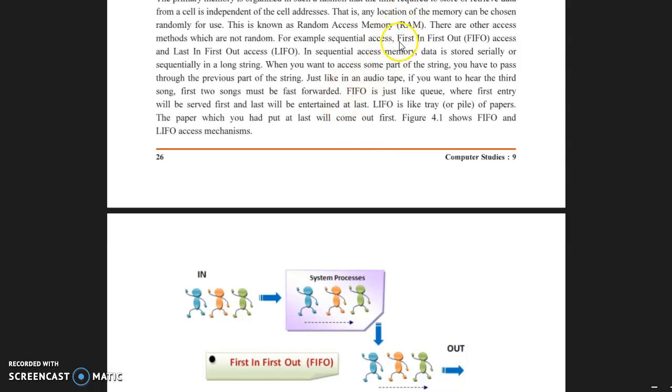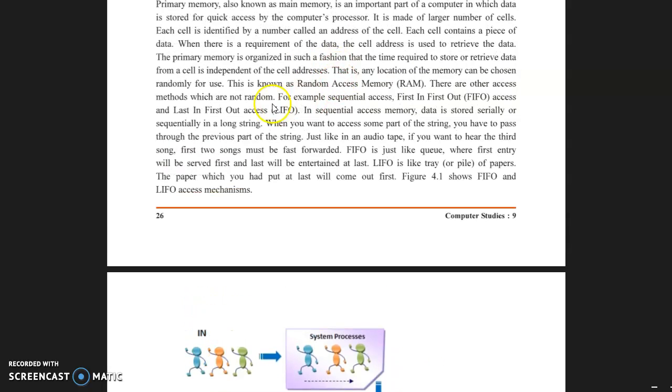Today we are going to see what FIFO and LIFO are. When we enter data into the computer, for example in primary memory, there are other access methods which are not random: for example, sequential access, first in, first out (FIFO), and last in, first out (LIFO). In sequential access memory, data is stored serially or sequentially in a long string. Suppose we write DHANSHREE. So D will be entered first and will show first. So first in, first out.